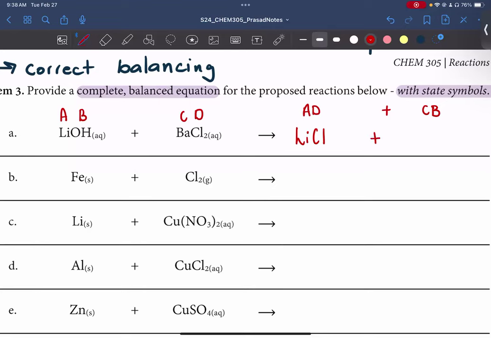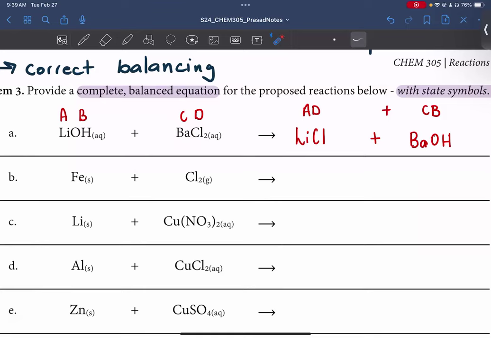Following the same pattern, CB is BaOH. Please note the order in which I've written this. You might be wondering why isn't CB alphabetical? Do note that C is the cation, and cations are always written first.